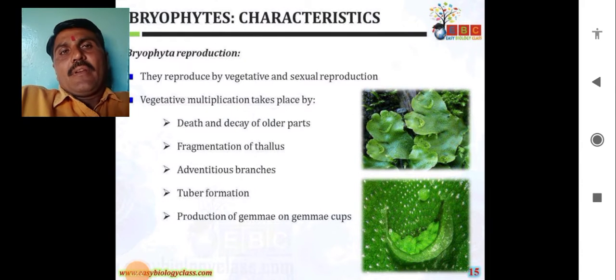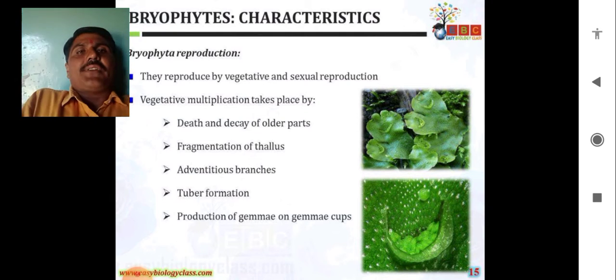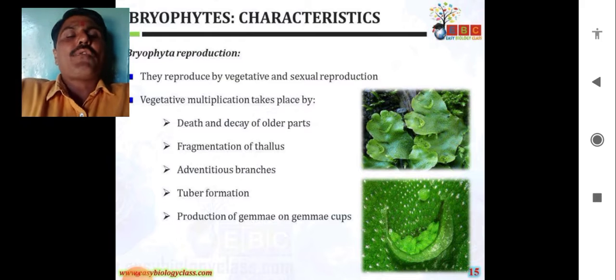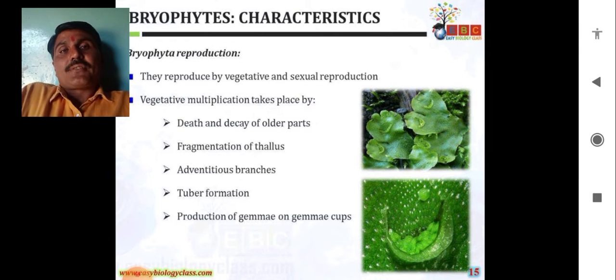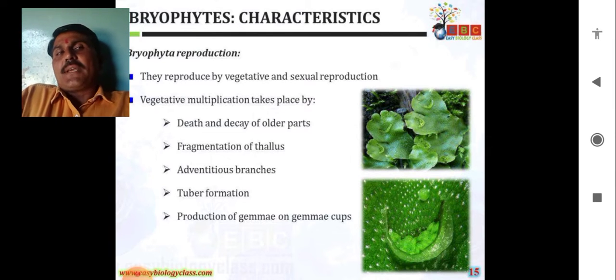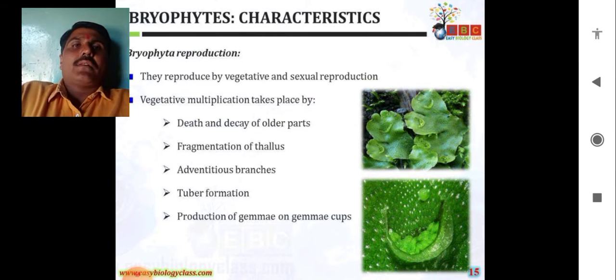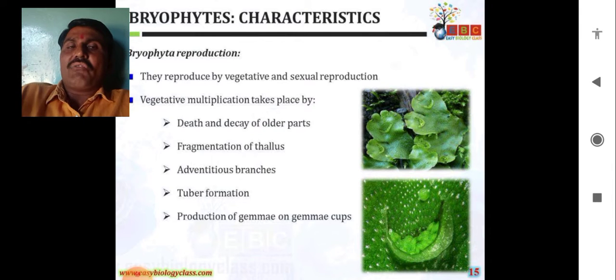Well, what we have looked at up till here is the general characters, as well as the gametophyte and the sporophyte of the bryophytes, and the thallus structure of the bryophytes. Now we move towards the reproduction methods of the bryophytes. Well, they reproduce by vegetative and sexual reproduction. Vegetative multiplication takes place in various ways, for example the death and decay of the older plants.